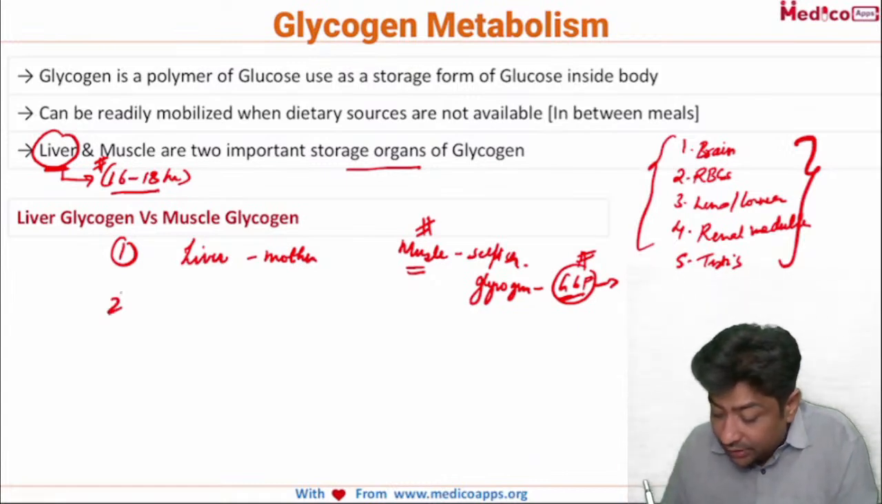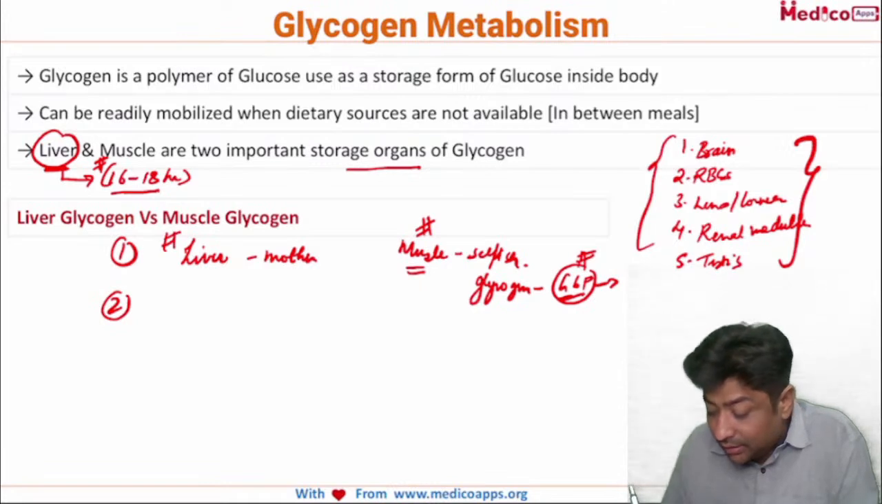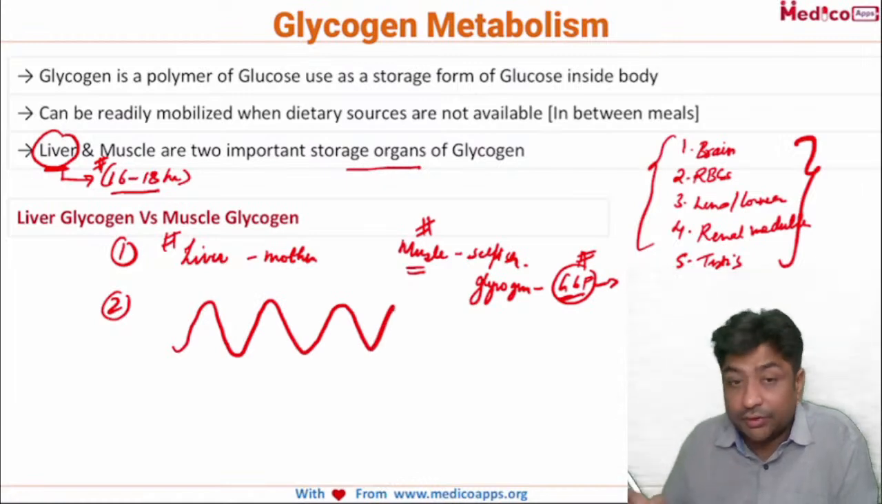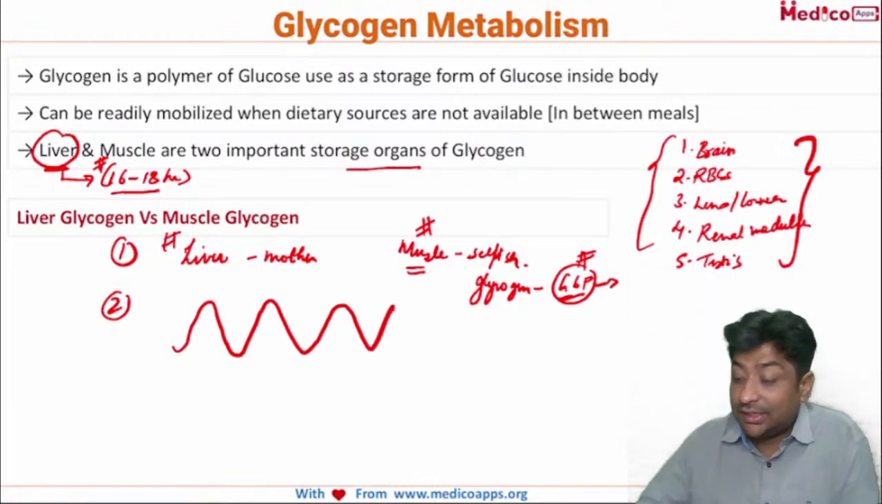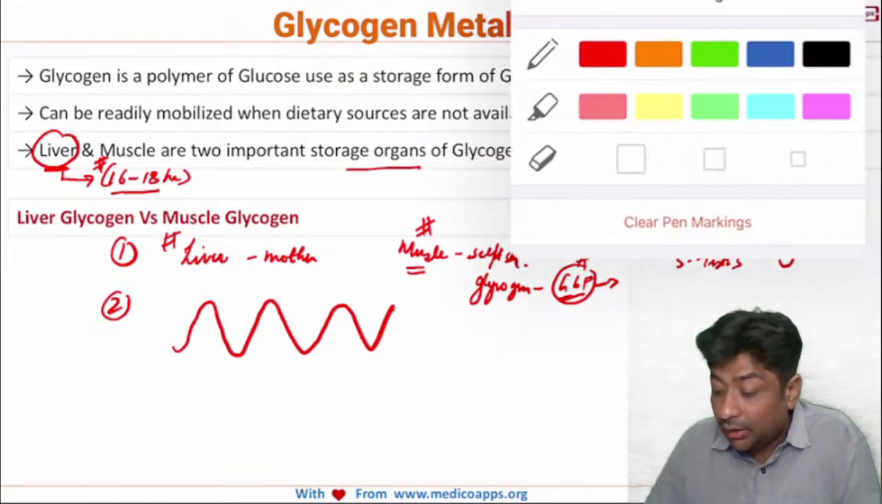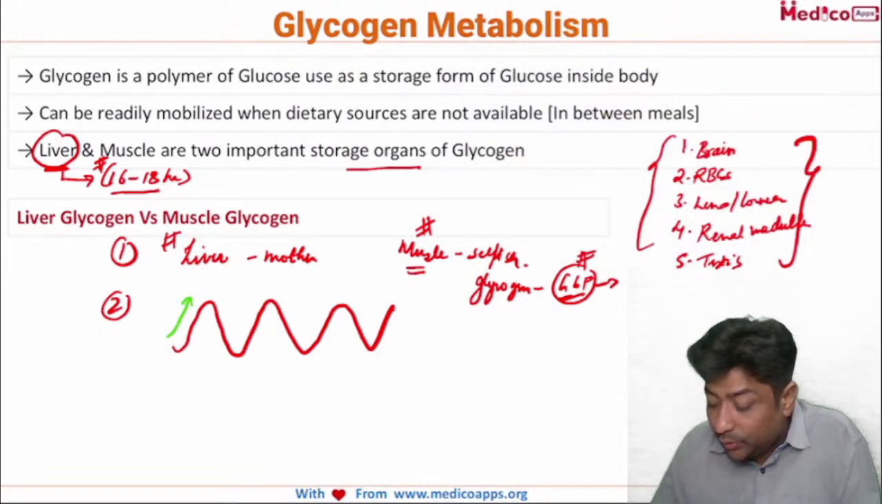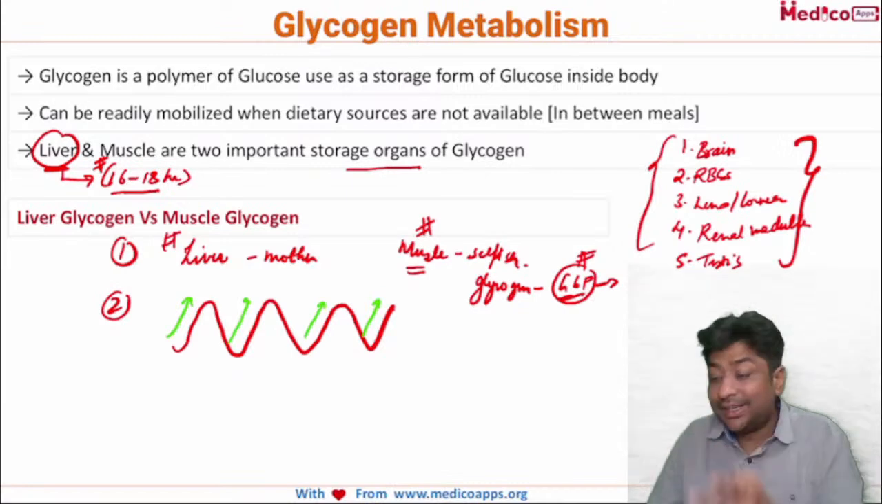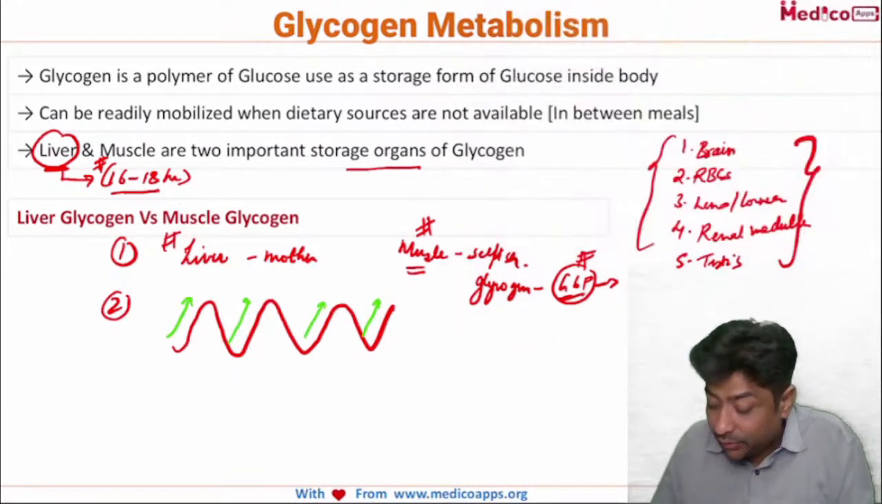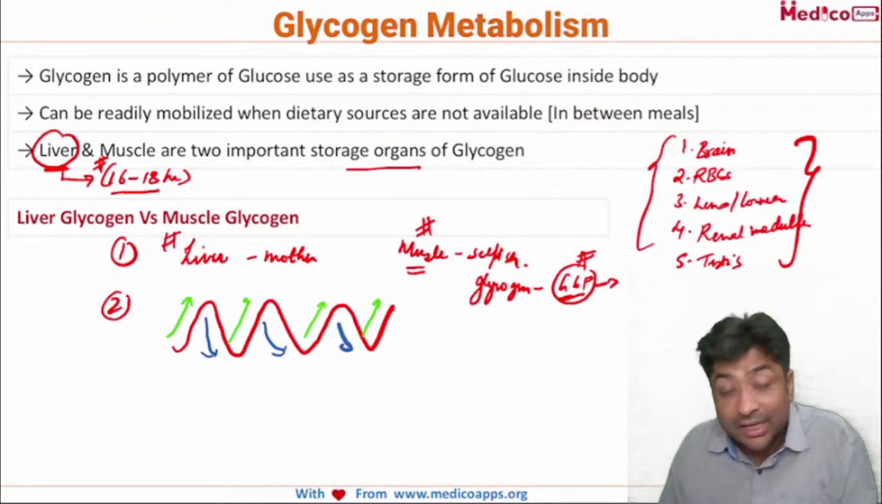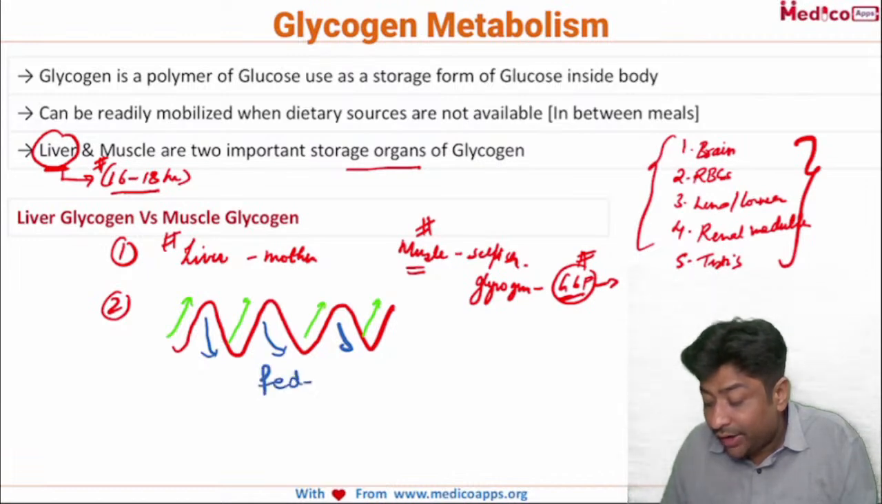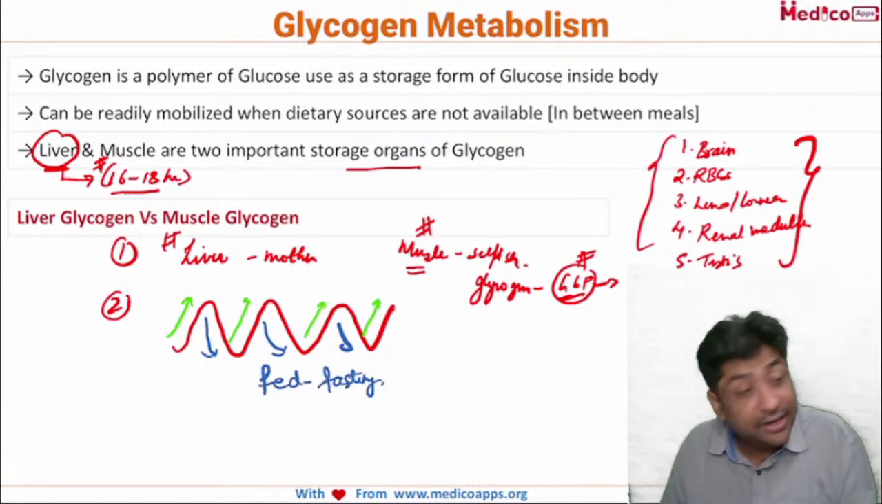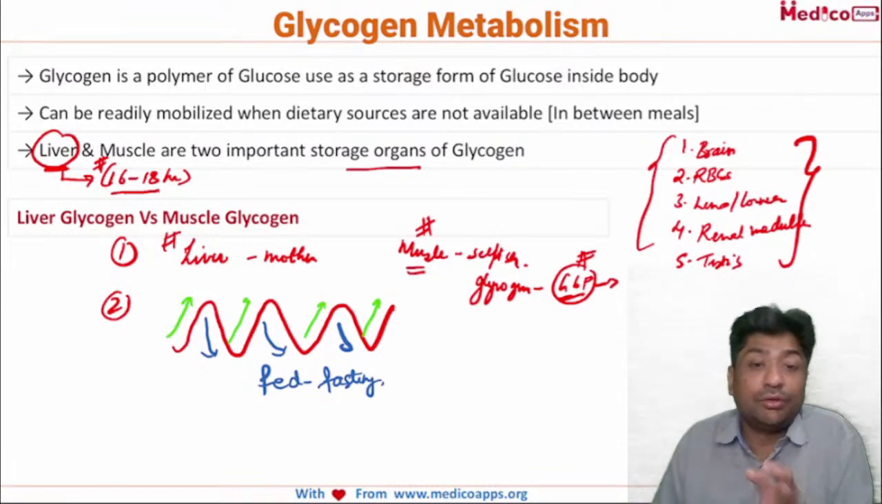The second big difference is, if you see the glycogen level in liver, it is fluctuating like this. Which means the glycogen will increase, decrease, increase, decrease. And what is this increase, decrease dependent on? Remember, it increases when you are in fed state. So whenever you eat, your liver glycogen will increase, and it decreases when you are in fasting state. So liver glycogen is dependent on the fed and the fasting state. Any doubt in this?